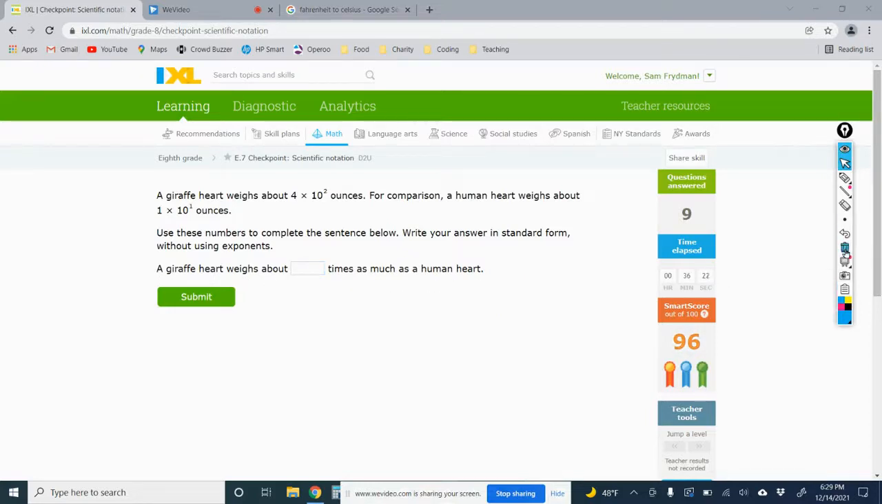Okay, so I think we've done plenty of problems like this. We would just take the number for giraffe, which is this one, and divide it by the number for the weight of the human heart, which is this one. Seriously? A human heart only weighs 1 times 10 to the first, which is just 10, actually. A human heart only weighs 10 ounces, really? I thought it was heavier than that. Oh, that's interesting. But anyway, we've done a whole bunch of problems like this before, so we would just divide these two numbers.